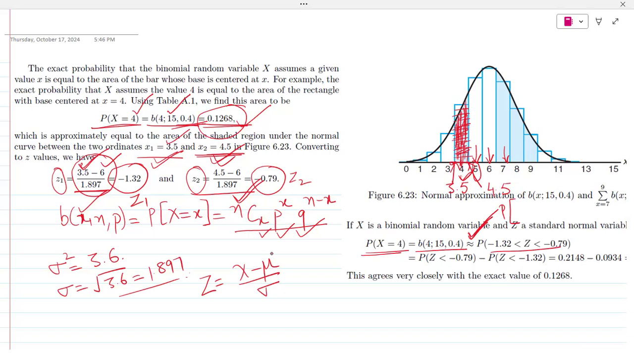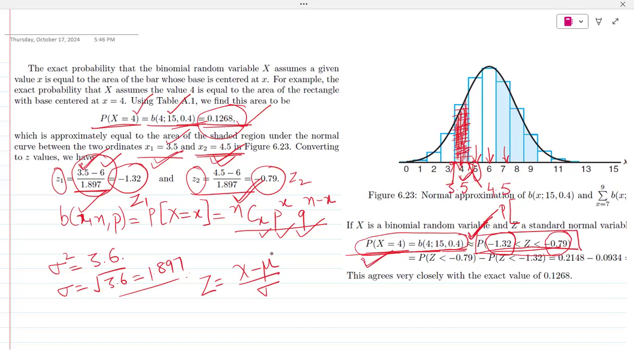So here, this probability is for this z1 and this z2. What is this probability? What is this one? It is the exact area or exact probability under the binomial distribution. And what is this one? It is the approximate area or probability which is under the normal distribution.